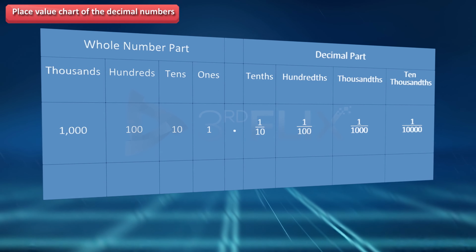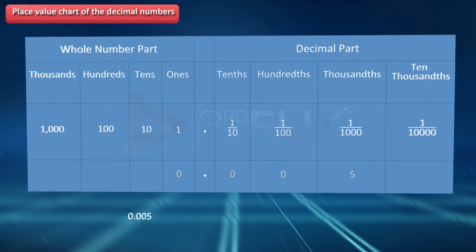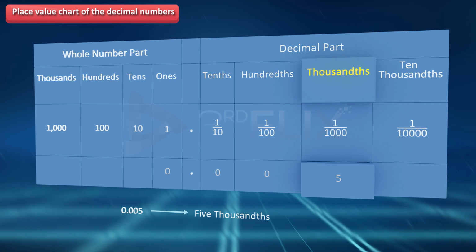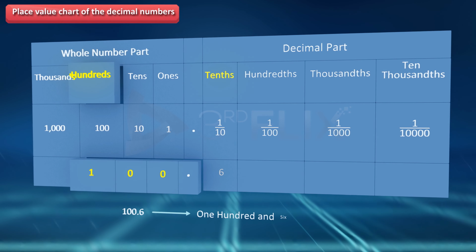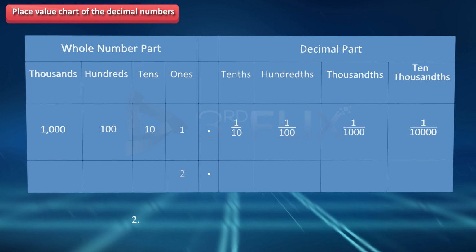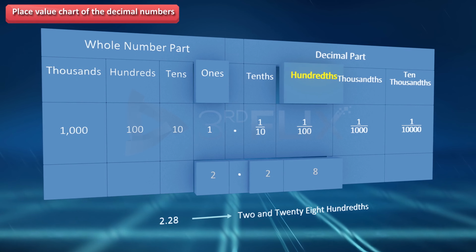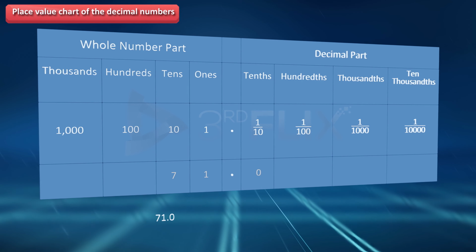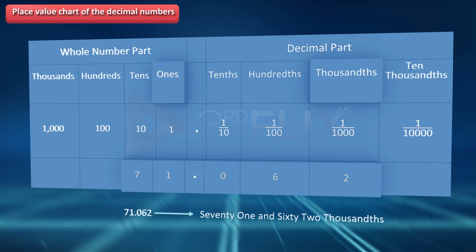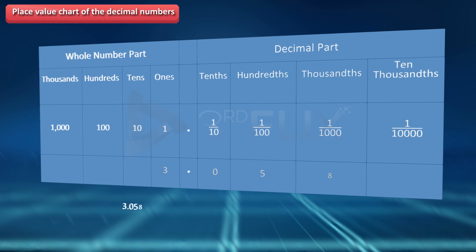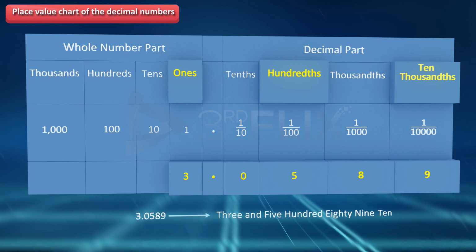A few decimal numbers and their expanded forms. 0.005, 5 thousandths. 100.6, 1006 tenths. 2.28, 2 and 28 hundredths. 71.062, 71 and 62 thousandths. 3.0589, 3 and 589 ten thousandths.